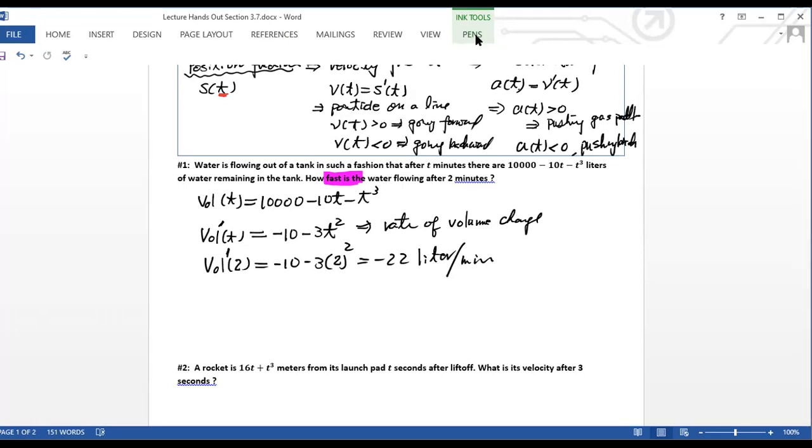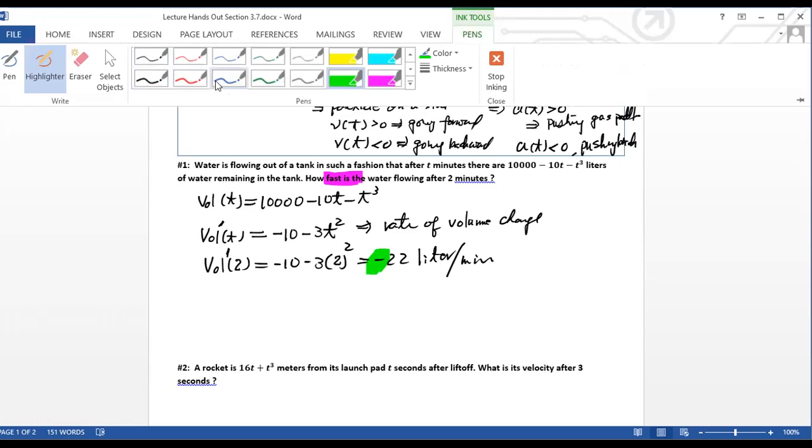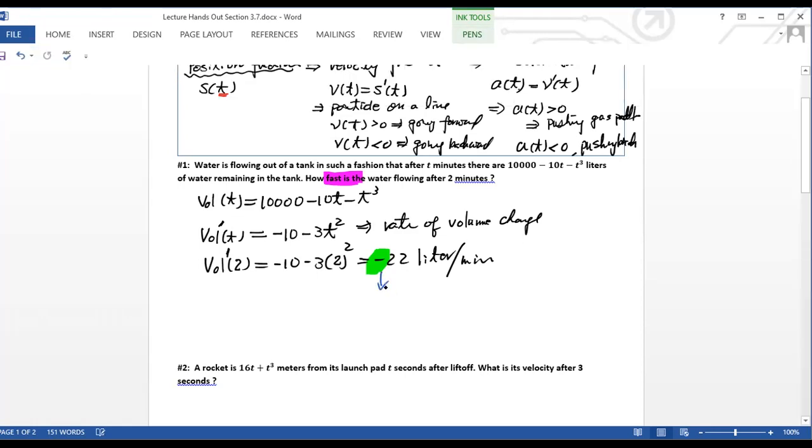So you see here, we have a negative sign. That means the water is flowing out. If you have a positive sign, that means you keep adding water to the tank, so the volume is going to increase, and then you get a positive rate of change.